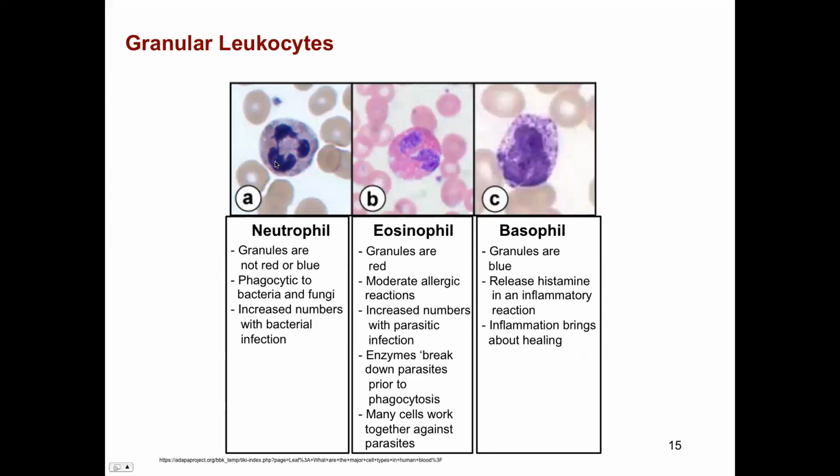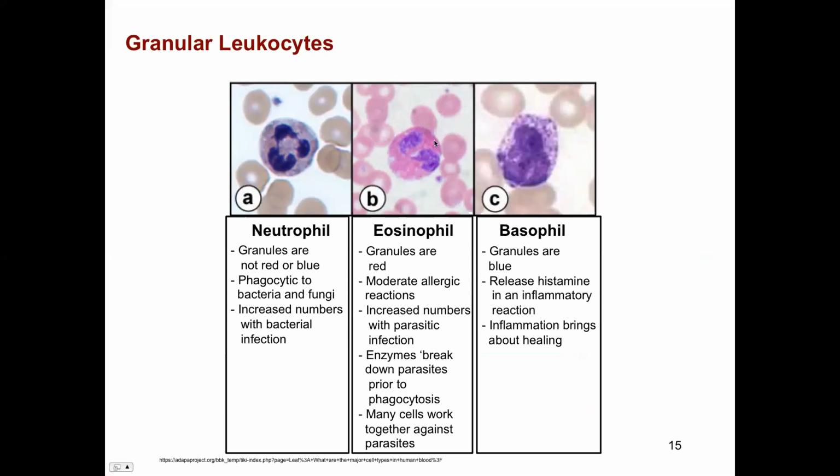You'll talk more about it in lab, but that's the telltale sign. If you see a cell that looks like that, you know it is a neutrophil. So the granules are not red or blue. They have granules, but they don't stain red or blue with Wright stain. They are phagocytic, and they phagocytose bacteria and fungi. And you'll have increased numbers of these in a bacterial infection.